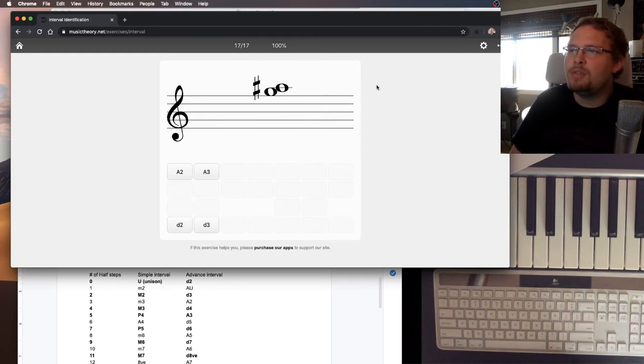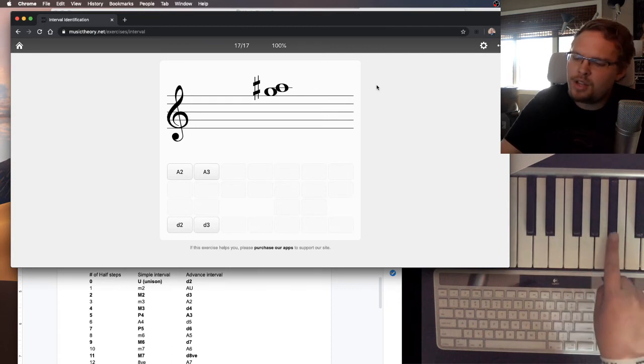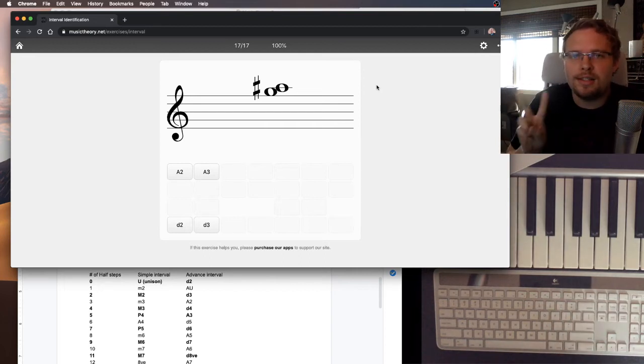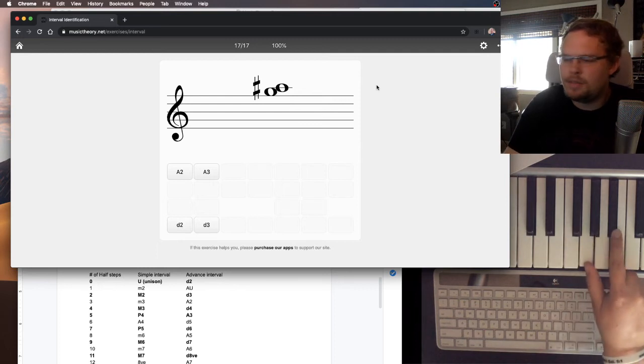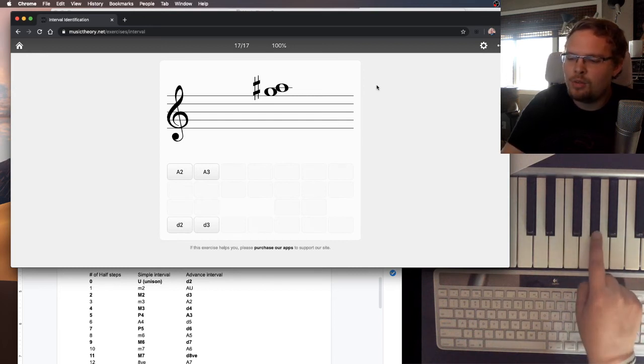So, for example, right here, we have a G and an A sharp. Looking over at the keyboard, here's a G, and A sharp is all the way up here. Now, when we look at the screen there, the distance between those two is a second. However, on a keyboard, it seems like there's a big distance there. So what happens is we count the number of half steps. We have 0, 1, 2, 3. There are 3 half steps.